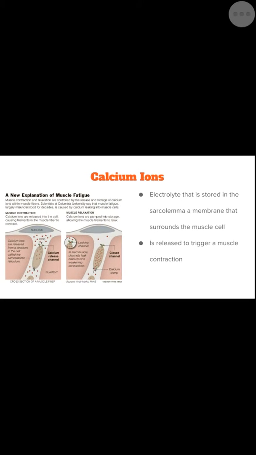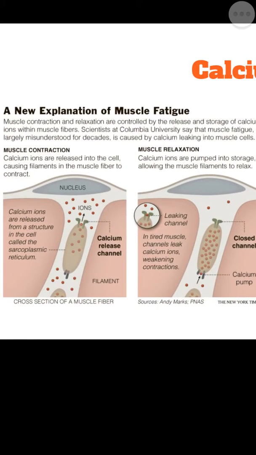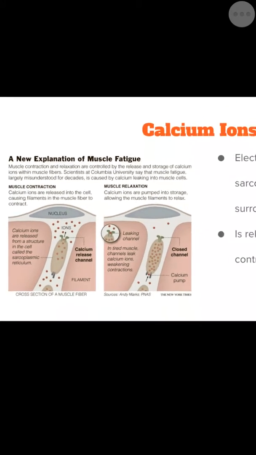Calcium ion. These are electrolytes that are stored in the sarcoplasmic reticulum, a membrane that surrounds the muscle cell, and it is released to trigger muscle contractions. Here's a picture of ions being released by a calcium release channel.